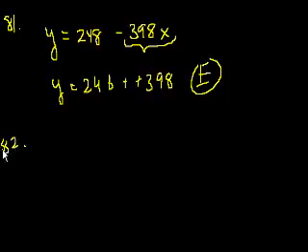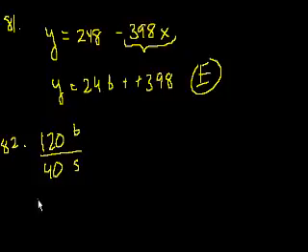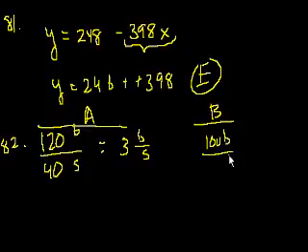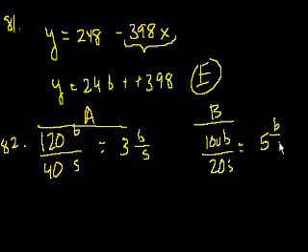82. Machine A produces bolts at a uniform rate of 120 bolts every 40 seconds. That's the same thing as 3 bolts per second. Let me write that down. That's A. Machine B produces bolts at a uniform rate of 100 bolts every 20 seconds. Well, that's equal to 5 bolts per second.